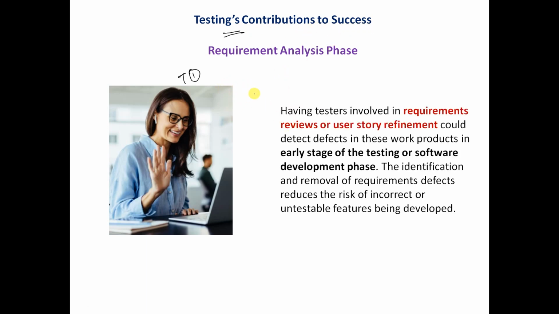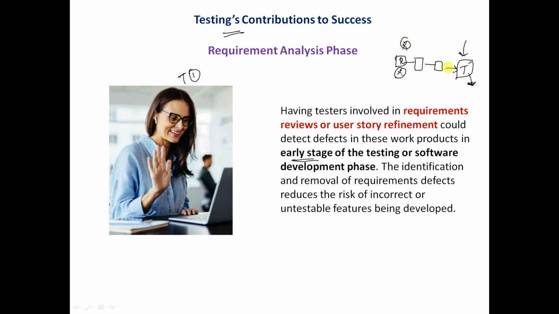This is also a very important phase. Having testers involved in requirements reviews or user story refinement can detect defects in these work products at an early stage. That's one main point. After the software is delivered, if the tester starts to validate the product, there may be silly mistakes or huge mistakes, but there will be huge issues, errors, or defects in the software, because this is the time of testing, once the software has been developed. But if you have reviewed the documents at the initial stage, right here you can find a number of defects.